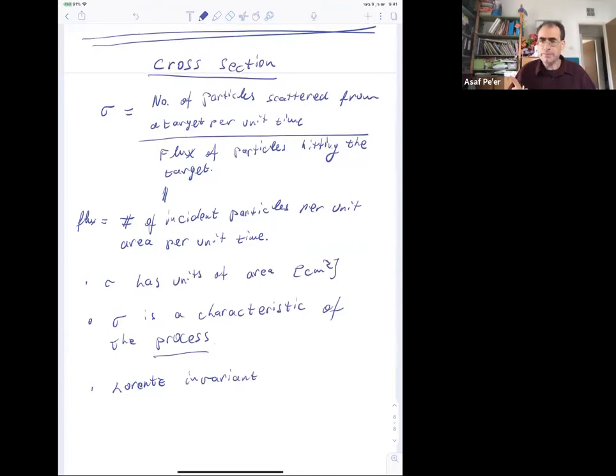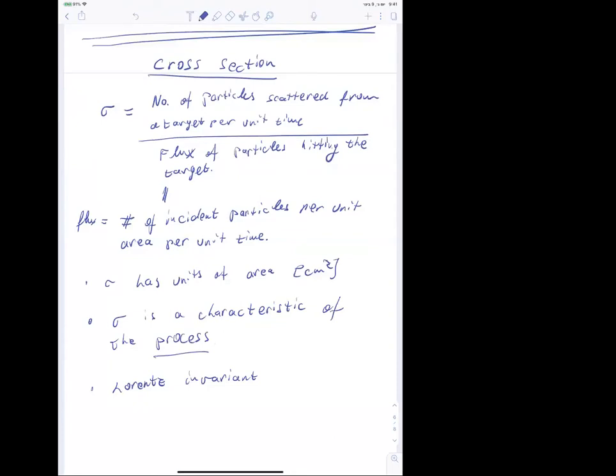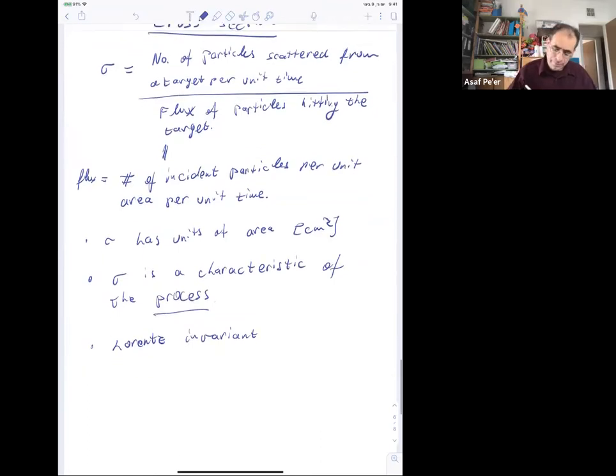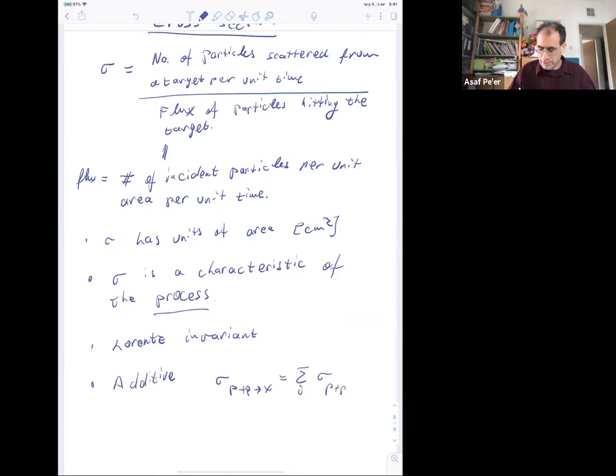Question? And for different processes, the total cross-section is additive. So sigma, let's say proton plus proton goes into something, is the sum over all possibilities of the sigmas, proton plus proton goes into X_i.